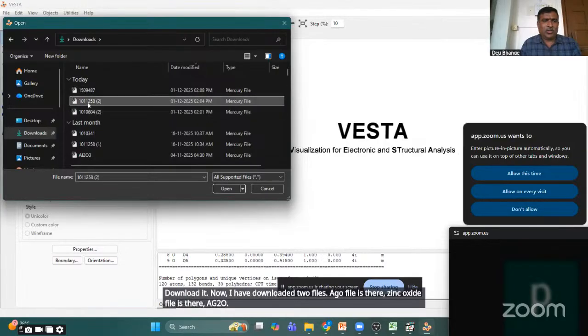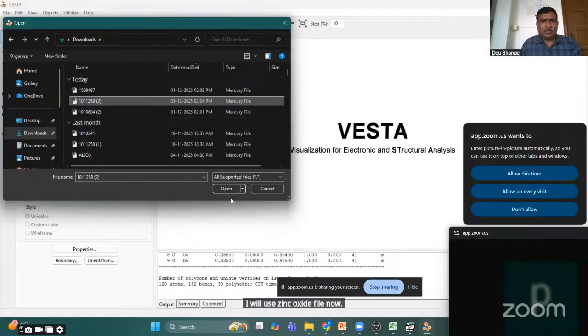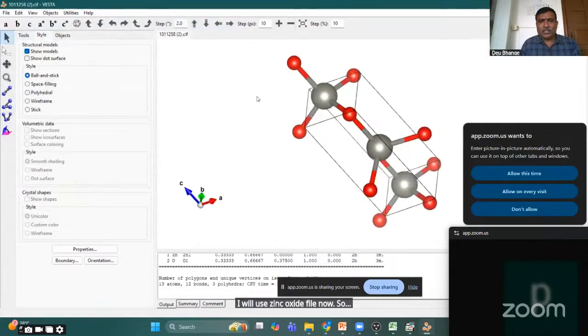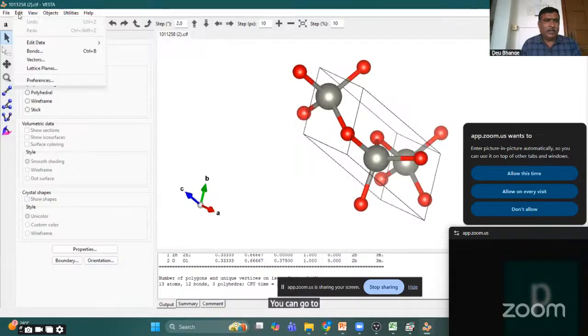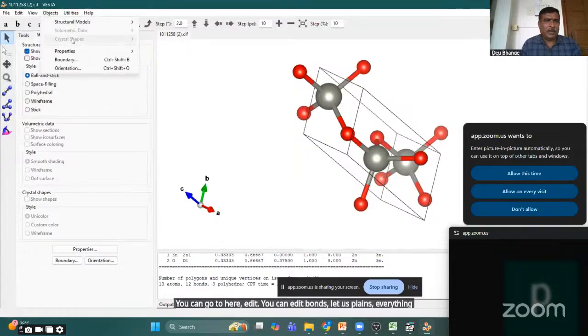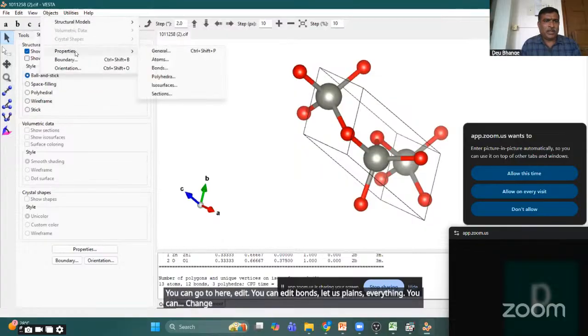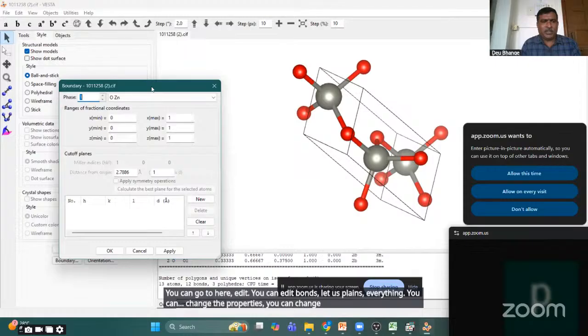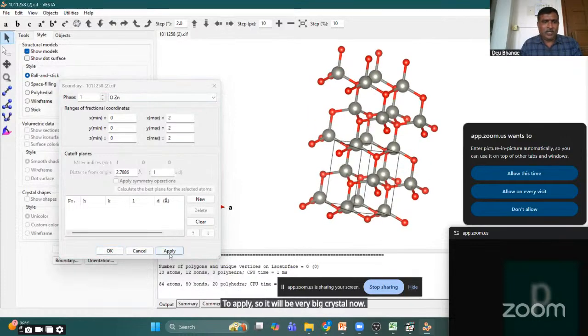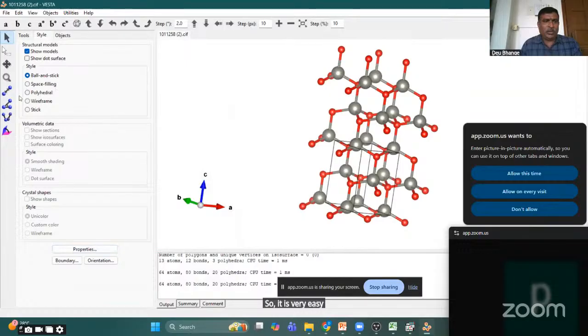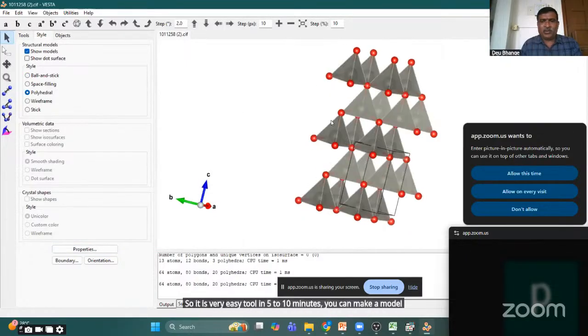I will use the zinc oxide file now. So open, this is zinc oxide. You can go to edit here. You can edit bonds, lattice planes, everything. You can change the properties, you can change the boundary, which means you can make it a bigger crystal. Okay, apply, so it will be a very big crystal now. So it is a very easy tool. In 5 to 10 minutes you can make a model if you have a little knowledge of this system.